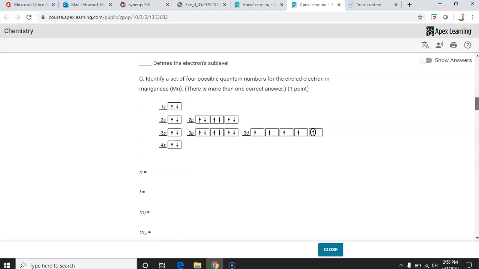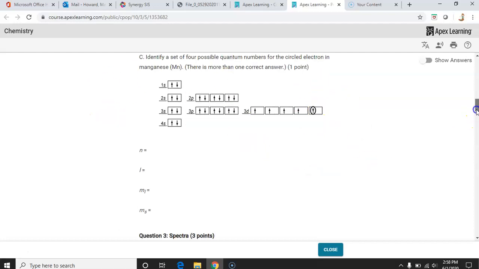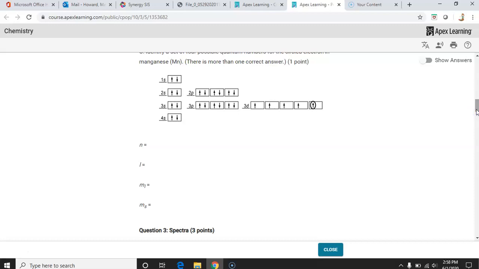So down here, you're just on the electron that's circled. Remember back when we used to draw electrons in the boxes with the arrows? You're trying to label that. With N being the energy level, it's 3, because it's in the third energy level, the one they circled. The L is 2, at the sub-level.